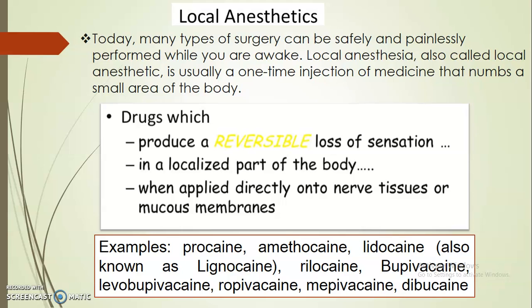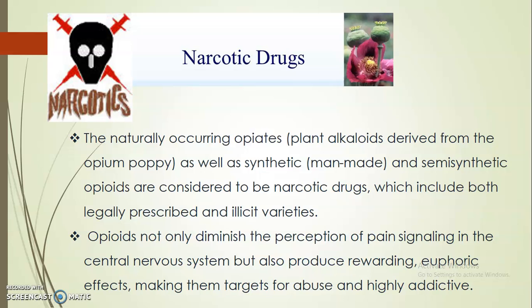So these are drugs which produce a reversible loss of sensation in a localized part of the body when applied onto nerve tissue or mucous membrane, for example procaine, amethocaine, lidocaine. There are many examples shown here. Then what is meant by narcotic drugs?